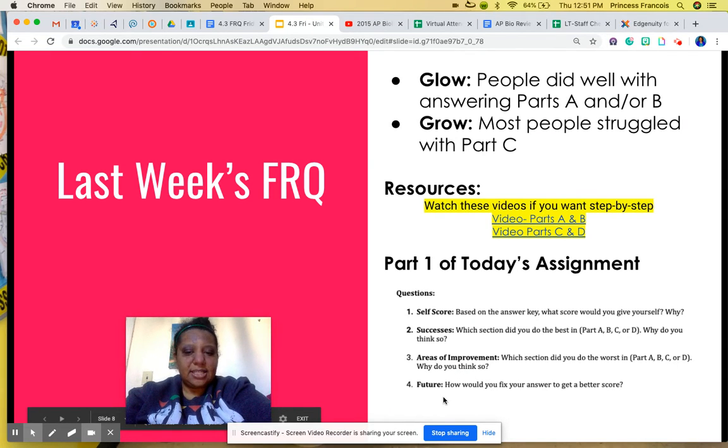And lastly, in the future, how are you going to fix this answer in order to get a better score? If you had the chance to do it over again, how would you re-answer it?